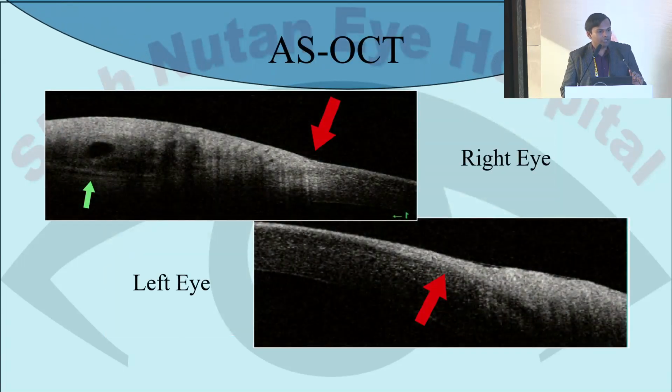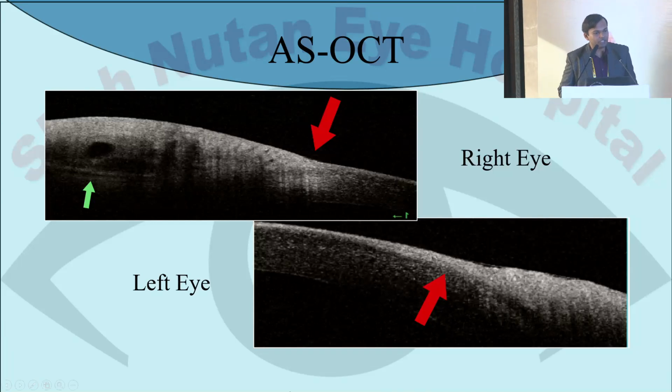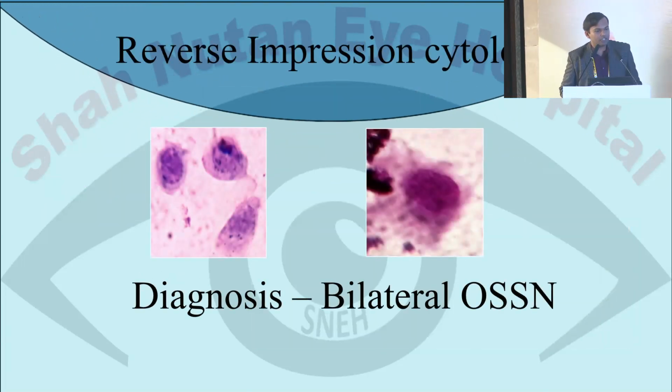Now the lesion was evaluated first using ASOCT, which showed abrupt transition with hyperreflective epithelium. A characteristic scleral cleft was present, as shown by the green arrow, which suggested a carcinoma in situ with sparing of the sclera. These findings were seen bilaterally, suggestive of a neoplastic etiology. A reverse impression cytology was done at our center, which showed increased nuclear to cytoplasmic ratio with atypia and nucleoli, suggestive of a bilateral OSSN carcinoma in situ.